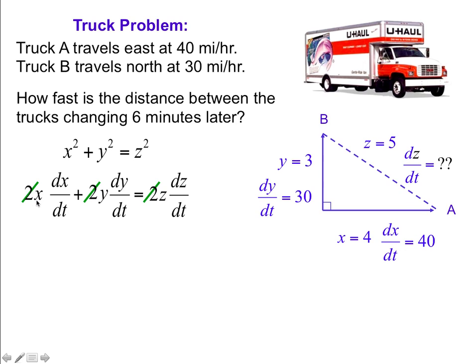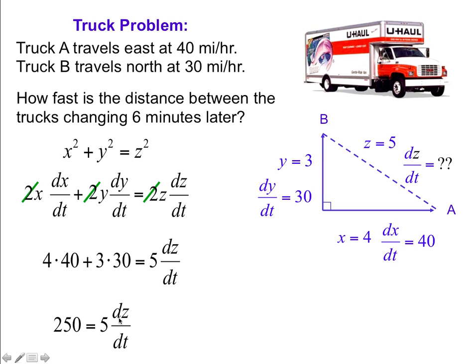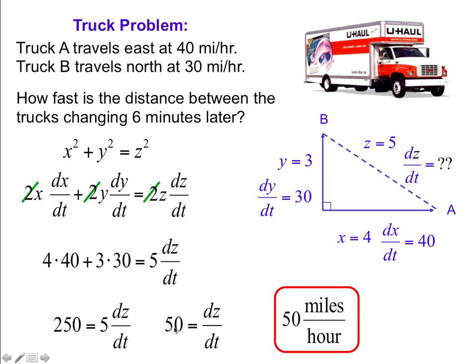Our x then is going to be 4 times our dx/dt, 40. Our y is 3, our dy/dt is 30, and our z is 5. So calculating this out then, 4 times 40 is 160, 3 times 30 is 90, so this whole thing is 250. So we have 250 equals 5 dz/dt, divided by 5, and our dz/dt, which is the rate of the distance between the trucks changing, is going to be 50 miles per hour.